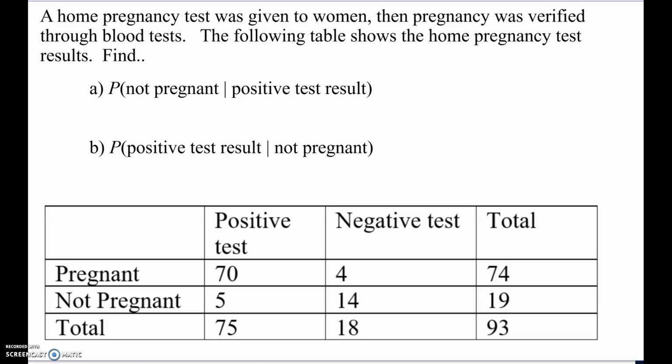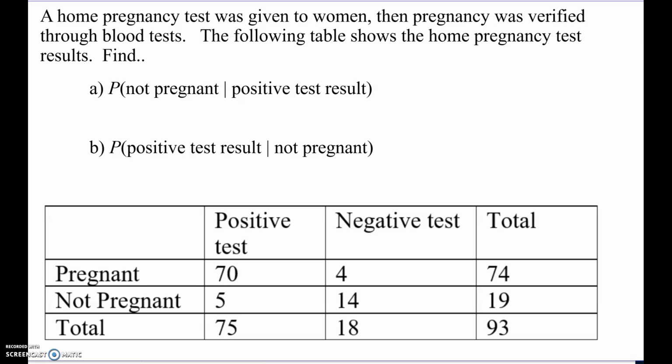Let's take a look at finding conditional probability given a table of data. Tables are great for organizing information, but if we can't make sense of it, it's really pretty useless. So let's see if we can take this information that looks at how many individuals took a home pregnancy test, tested positive or negative, and then by a lab test had to confirm that they were really pregnant or not pregnant.